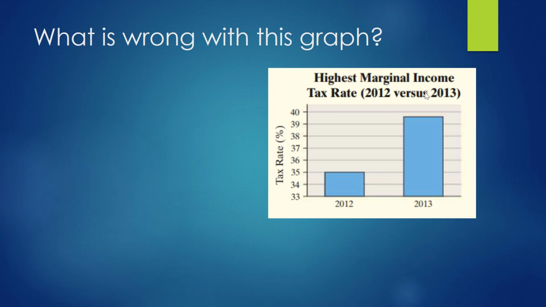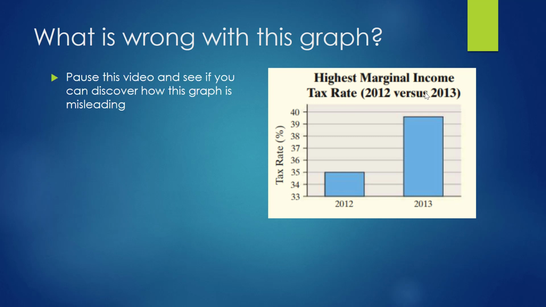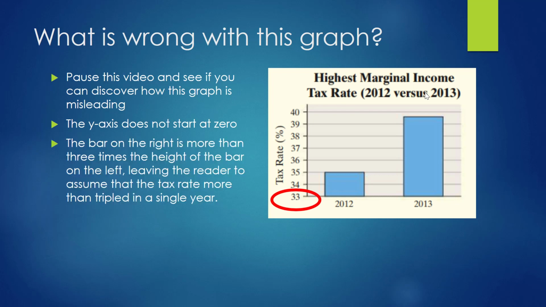How about this graph? Take a minute, pause the video, and see if you can figure out what is misleading about this graph. Did you notice that the y-axis doesn't start at 0? The bar on the right is more than 3 times the height of the bar on the left, leaving the reader to assume that the tax rate more than tripled in a single year.